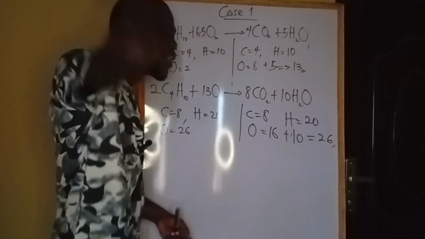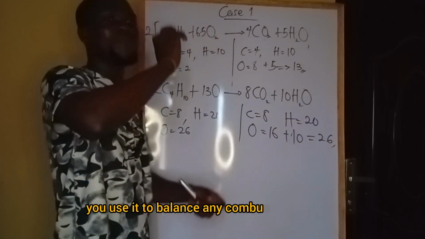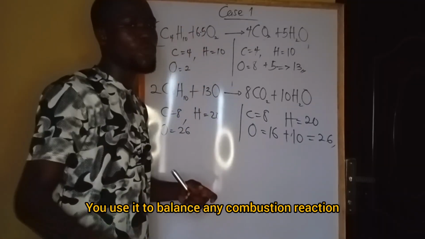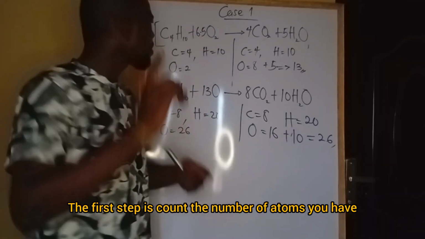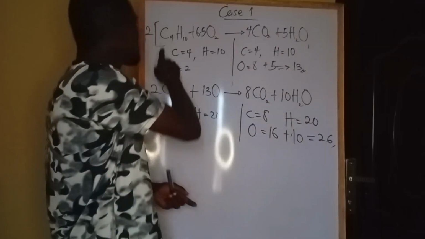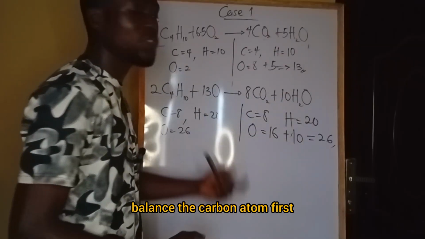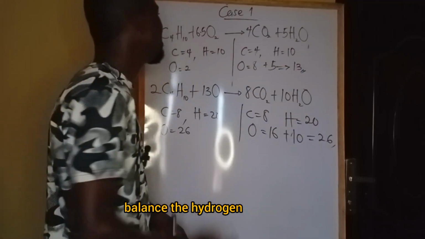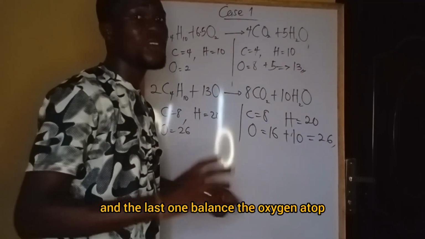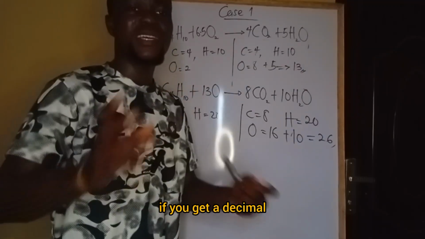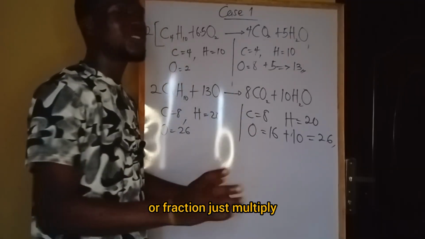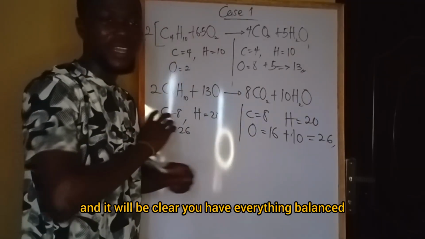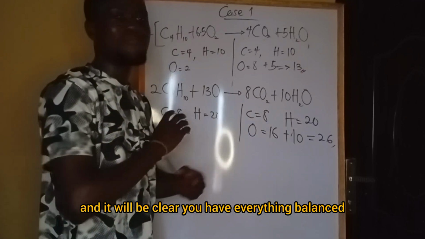And the interesting part is this. If you follow these steps, you can use them to balance any combustion reaction. The first step is count the number of atoms you have. The second step, balance the carbon atom first. The third one, balance the hydrogen atom next. And the last one, balance the oxygen atom. If you get a decimal or fraction, just multiply all the coefficients by 2, and it will be cleared. You balance, you have everything balanced.